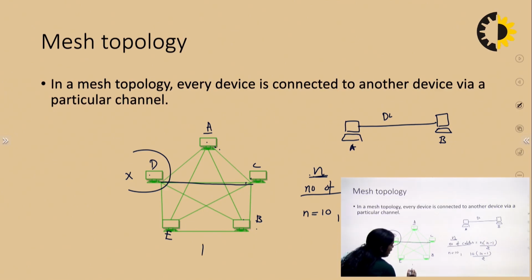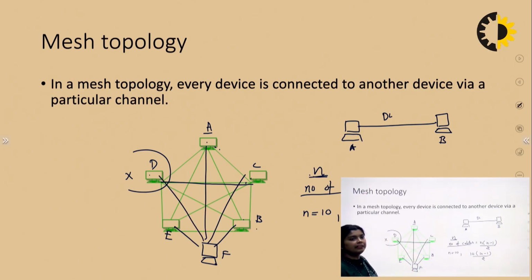But if I want to add one more system in a mesh topology, what will happen? With n into n minus 1 by 2, if there are 5 nodes, I need 5 more cables: 1, 2, 3, 4, 5. So connecting a new node is going to be complex. Otherwise, it is easy: if one particular node fails, there is no effect on the network.